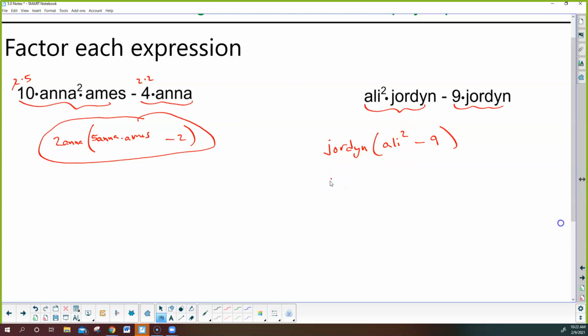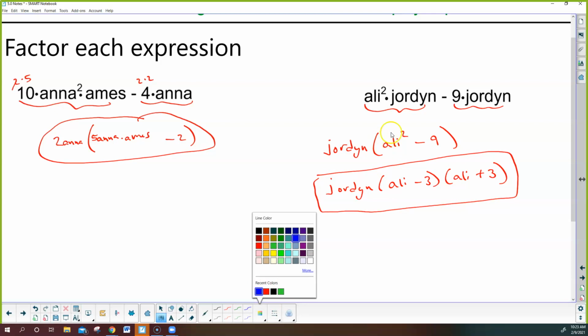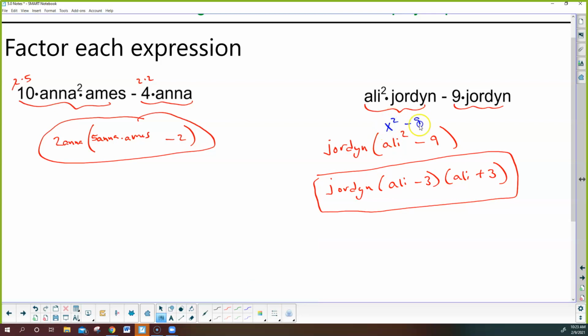Well, wait a minute. If that's the case, then we can actually split this up: Allie minus 3 times Allie plus 3. Negative 3 plus positive 3 adds up to give me the 0 missing term, but negative 3 times positive 3 gives me negative 9, and Allie times Allie gives me Allie squared. So if you didn't like that, think of it as x squared minus 9, and then it would be x minus 3 and x plus 3. And that's called the difference of squares. So you can always think of this in terms of x's if you need to.